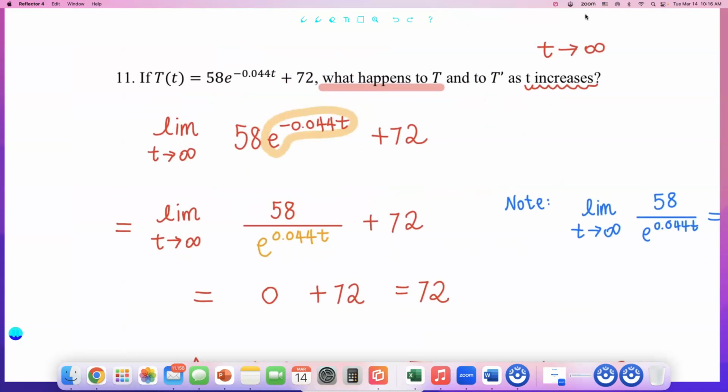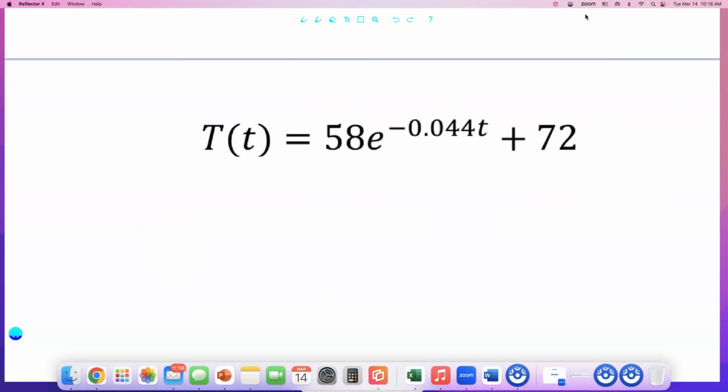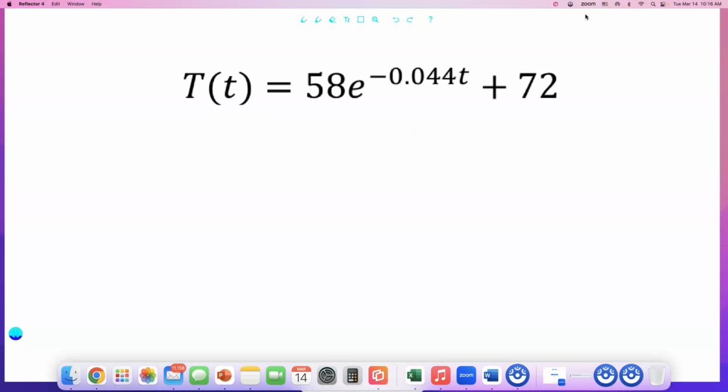So what I'm going to do is copy this to another page and do the derivative first, because now we need to find t prime of t. T prime of t is going to be, well, the first term is an exponential term with base e. So to find the derivative, you multiply 58 times negative 0.044. I'll do that on my cell phone calculator. Give me 1 second. 58 times negative 0.044.